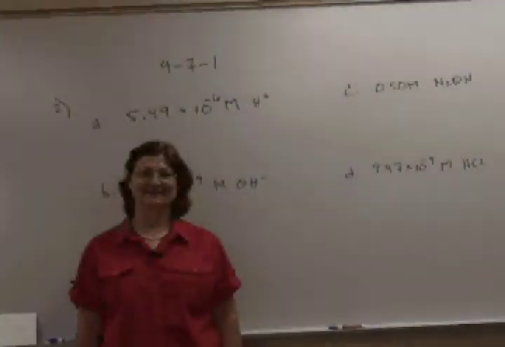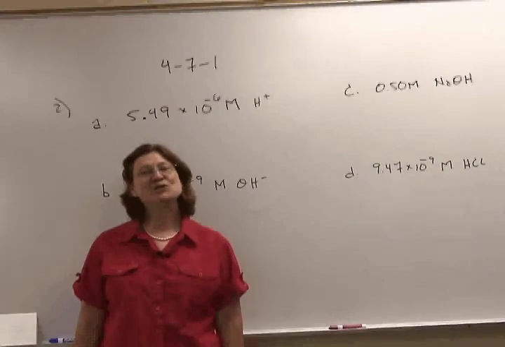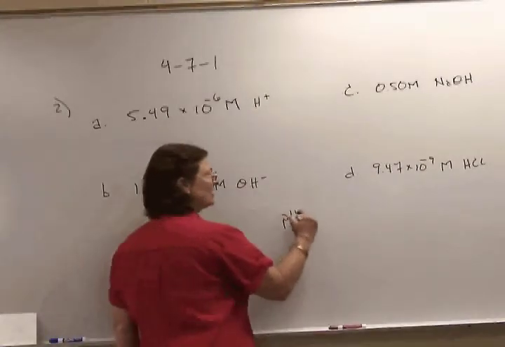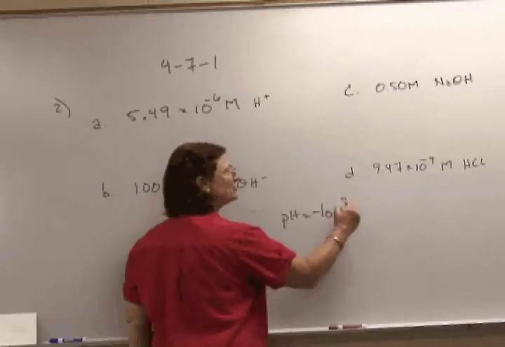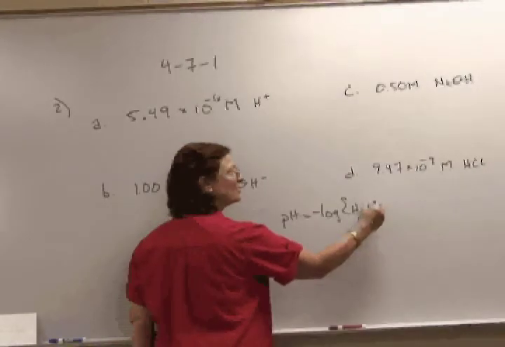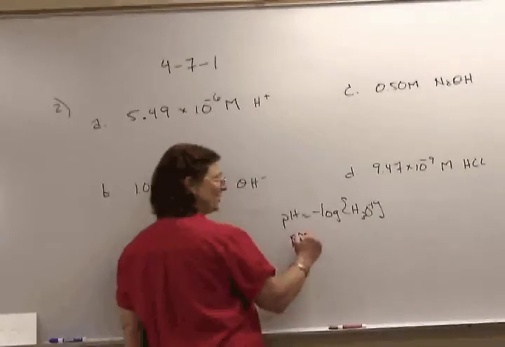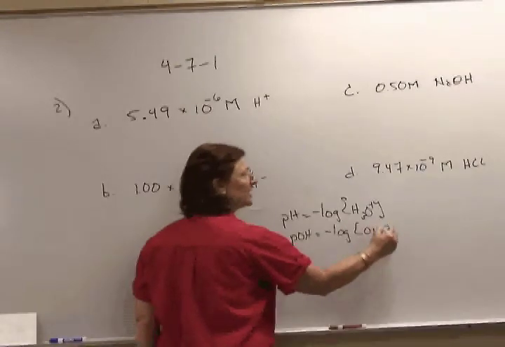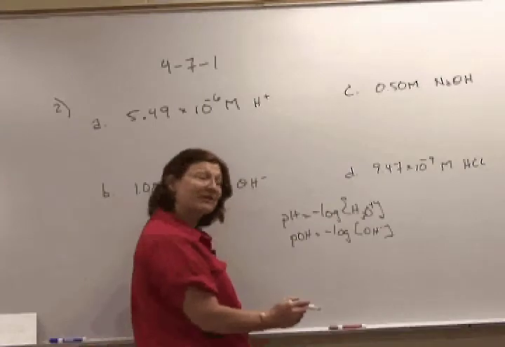In number 2, we're going in the direct direction. We know that the pH equals the negative log of the hydrogen or the hydronium ion concentration. And the pOH is equal to minus the log of the hydroxide ion concentration. And the brackets always mean molarity.